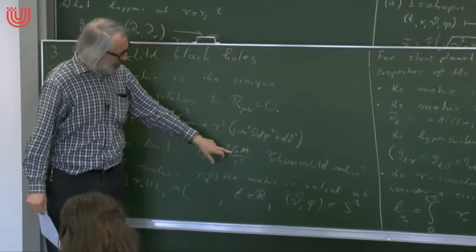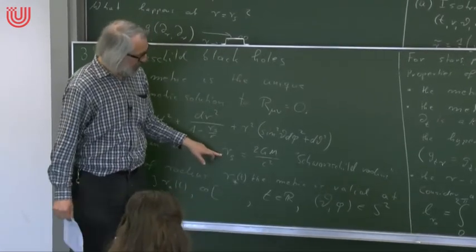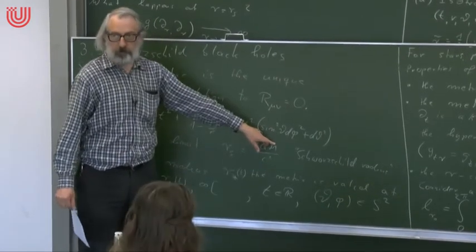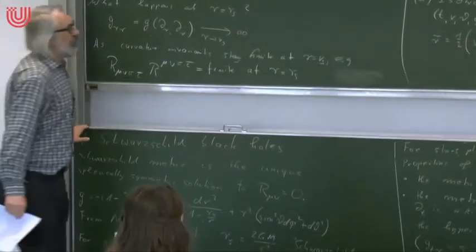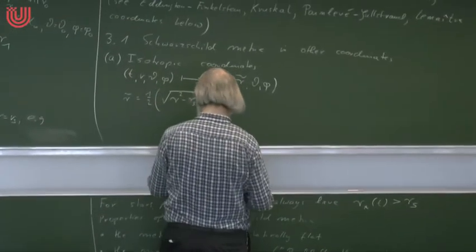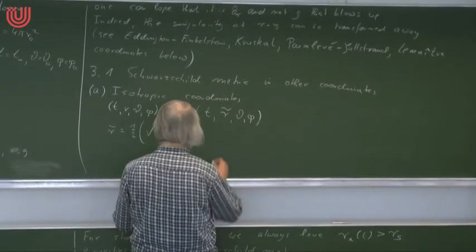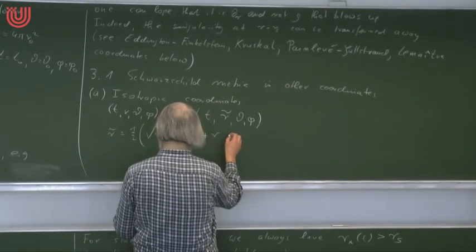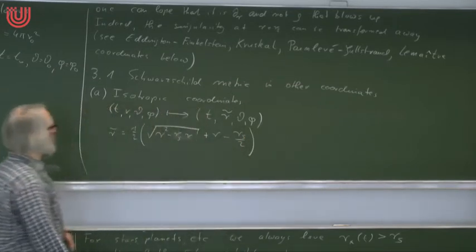Usually, old-fashioned people like myself work in units where G and c are set equal to 1, and then the Schwarzschild radius is just 2m. So very often you find in books and in articles 2m instead of rs. But here in this lecture, I try to always stick to my notation. So then I have here r minus rs, halved. So that's the transformation.